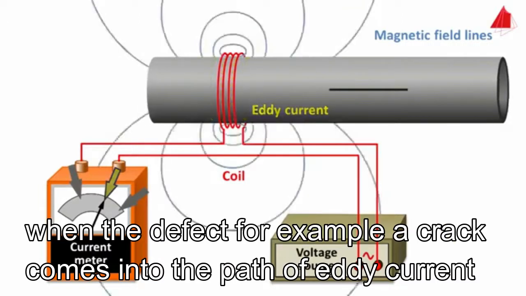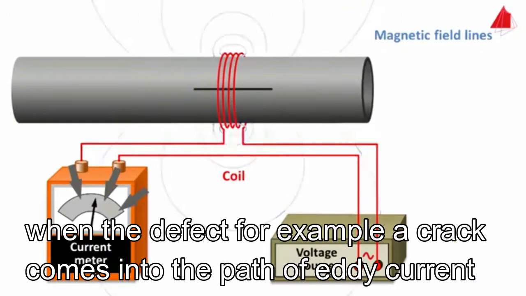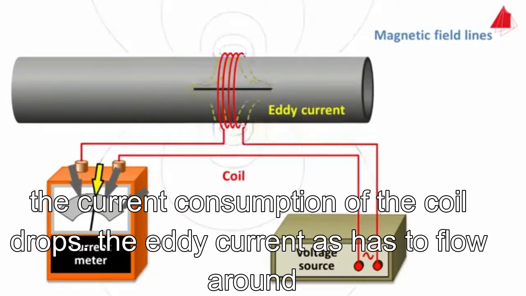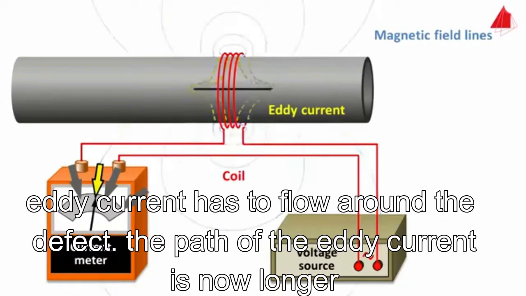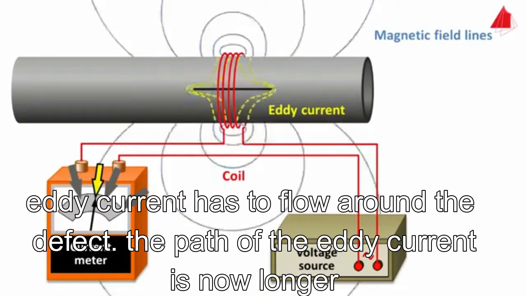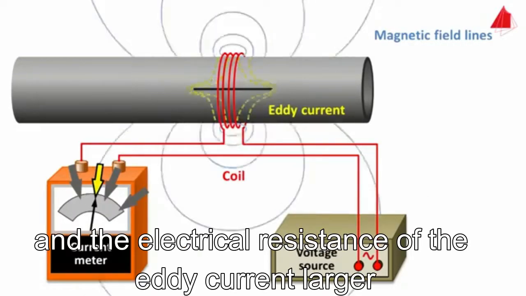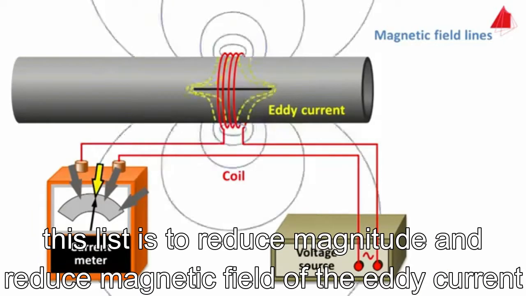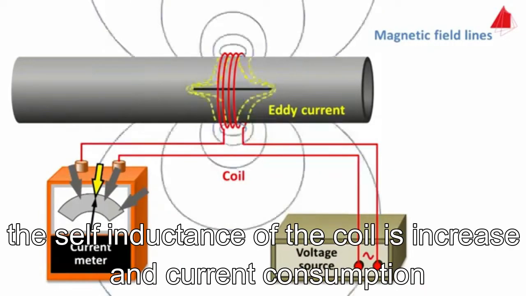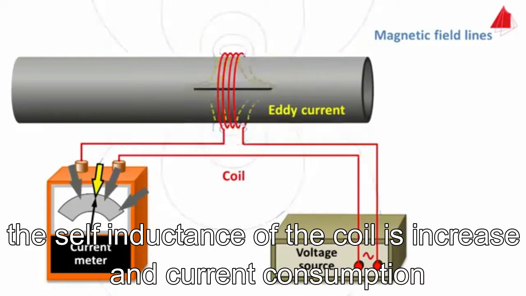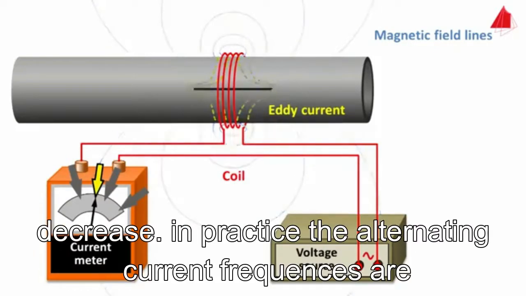When a defect, for example a crack, comes into the path of the eddy current, the current consumption of the coil drops. The eddy current has to flow around the defect. The path of the eddy current is now longer, and the electrical resistance of the eddy current circuit is larger. This leads to a reduced magnitude and a reduced magnetic field of the eddy current. The self-inductance of the coil is increased, and the current consumption decreased.